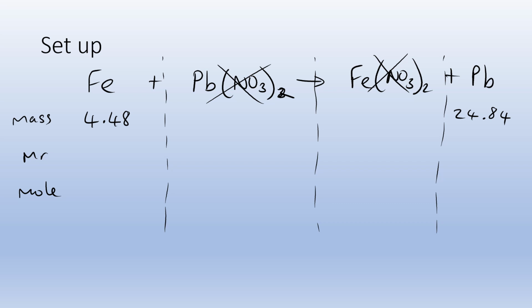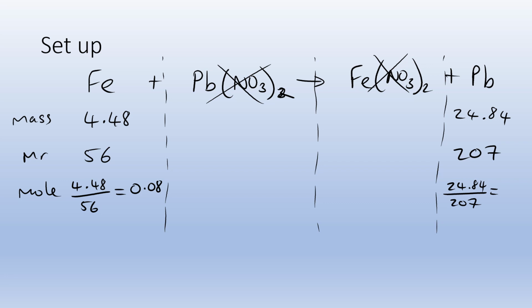Next I'm going to use the information it gave us about Mr. So for iron the Mr was 56, and for lead it is 207. Now, just like before, we want to show the examiner what we're doing. So I'm not just going to do my division and write in a number. I'm going to show that I'm doing 4.48 divided by 56. And that's going to tell me the number of moles, which in this case is 0.08. I'm going to go over to the other side. And again, I'm going to show that I'm doing 24.84 divided by 207. And in this case, that comes out as 0.12.